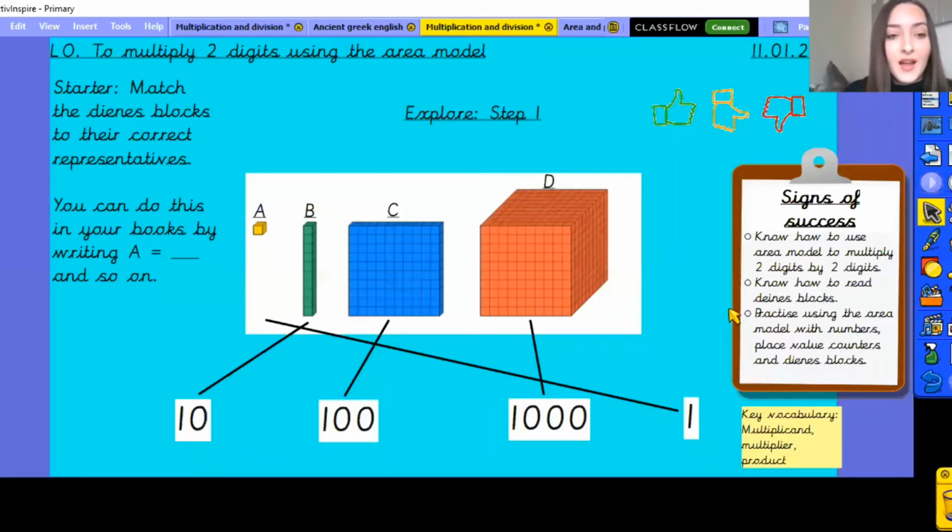Okay, so I've put the answers for you on the board now. So A equals 1 because it is made up of one block. B equals 10 because it is made up of 10 individual blocks. C is 100 because it has 100 blocks. And D is 1000 because it has 1000 blocks. So well done if you got that correct.